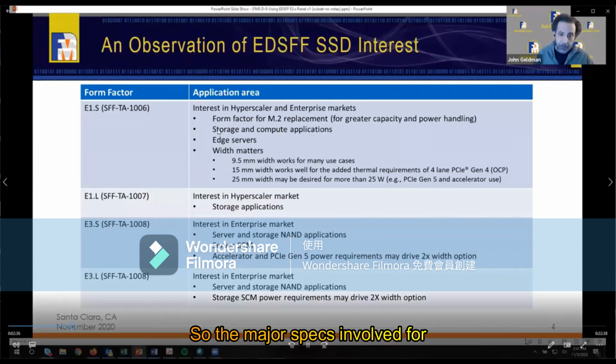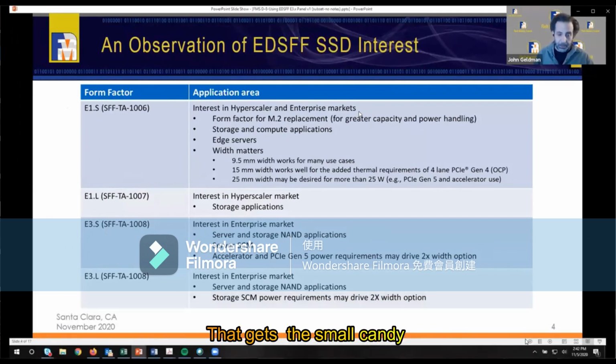So the major specs involved for E1.S form factor are the SFF-TA-1006. That gets you the small candy bar shape. You have the E1.L, which is SFF-TA-1007. That's the long one, sometimes, or used to be called the ruler when it was first introduced. And then we have the E3 specs, which are both under SFF-TA-1008. All three of these specs share the SFF-TA-1009 PCIe mapping.